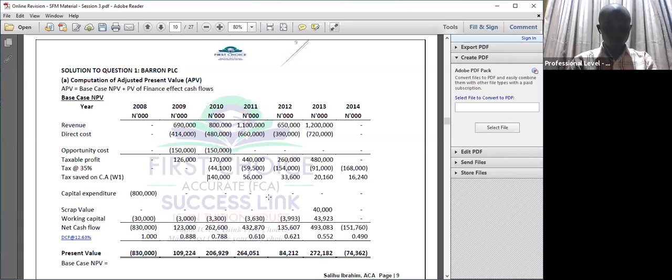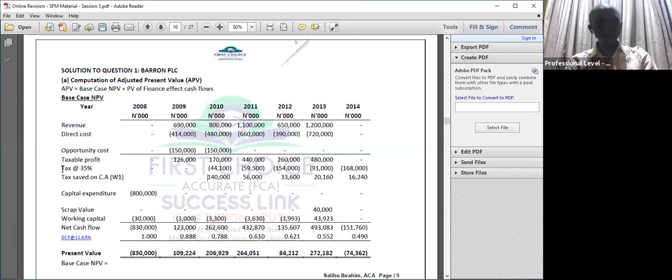Sorry, 440 times 0.35, that is 154, which is correct. 260 times 0.35, which is what? 91, which is correct. And 480 times 0.35 is what? 168. So my taxes are correctly stated. There's assurance there. They are correctly stated. Okay.